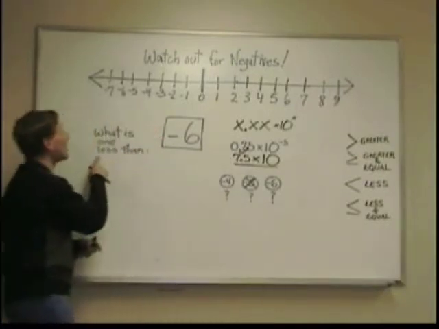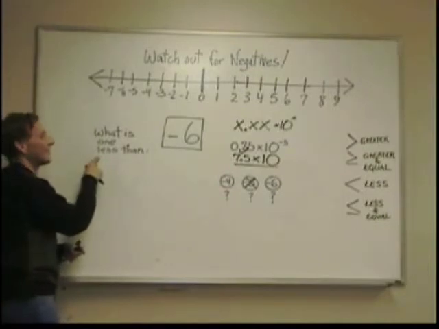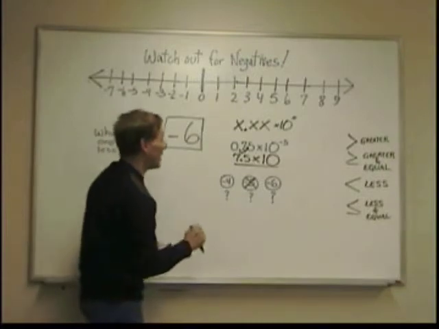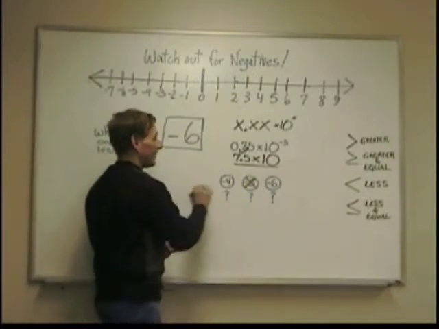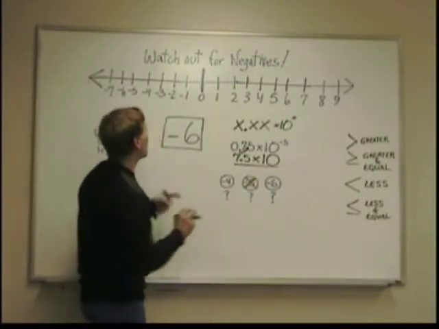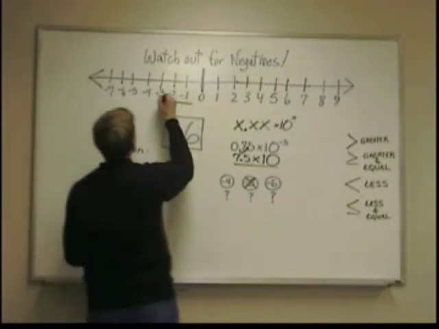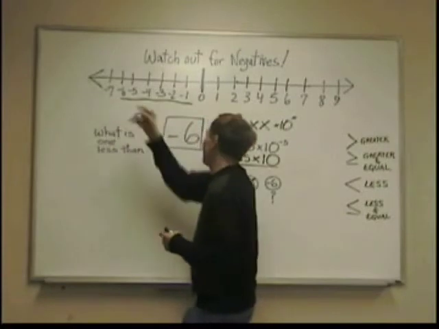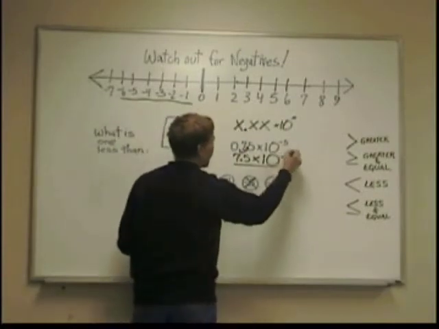So, what is 1 smaller, 1 less than negative 5 in this case? Is it negative 6? Is it negative 4? Well, when you're in the negative, 1 less would go towards the left, and it's negative 6.